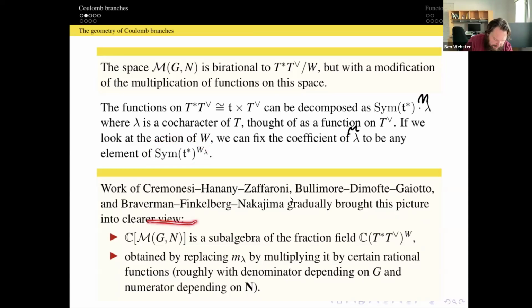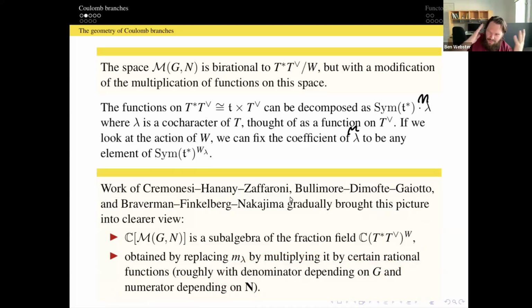And the way you get this, the vague picture you should have for this Coulomb branch, is I take this M lambda and I add in some rational functions. I multiply it by some additional polynomials that come from weights of N, and I also divide by some polynomials coming from the roots of G. So somehow having more roots in G makes you divide by more stuff, and having more weights in N makes you multiply by more stuff. All right, are there any questions?